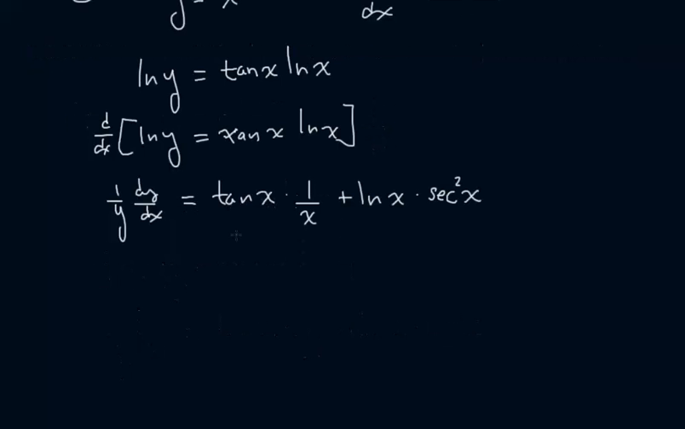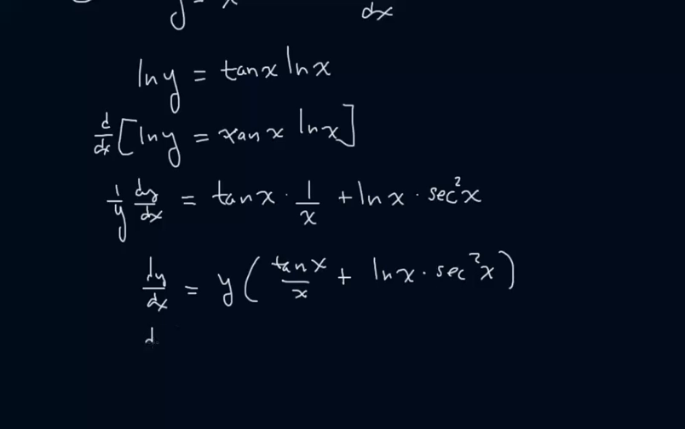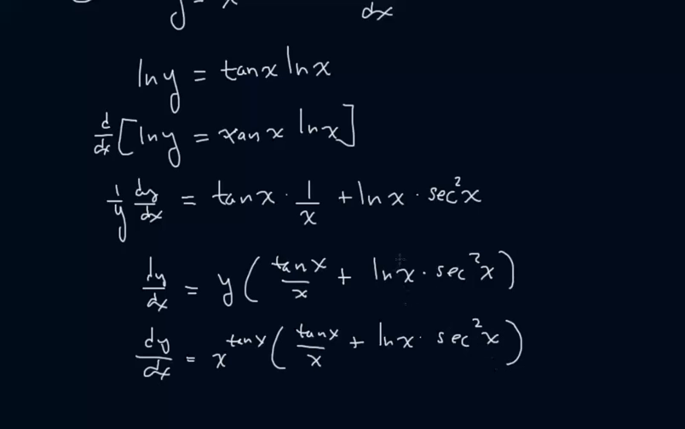Okay, jump down. Key element to this now, dy dx, again, is to multiply both sides by y. So we have the tangent of x over x plus natural log of x times the secant squared of x. And we have to make sure that we make our original substitution. So the original problem was x to the tangent of x times tangent of x over x plus natural log of x times secant squared of x. And we can leave it just like that.